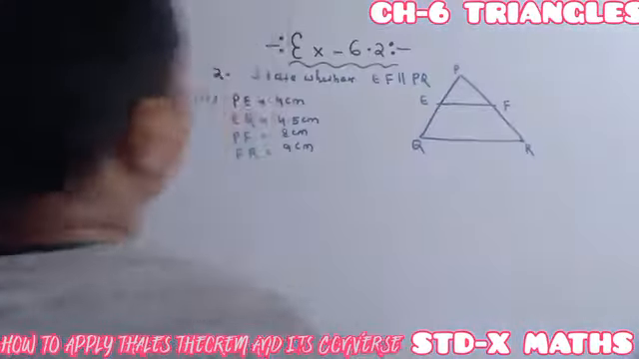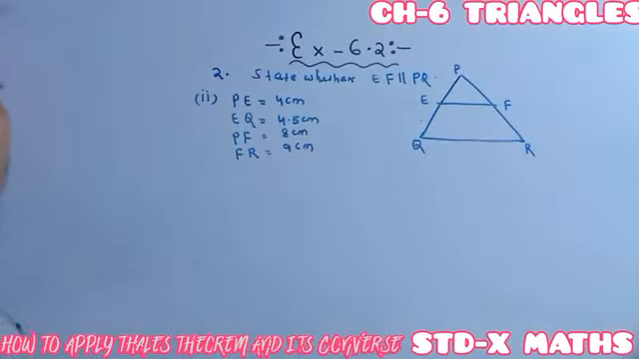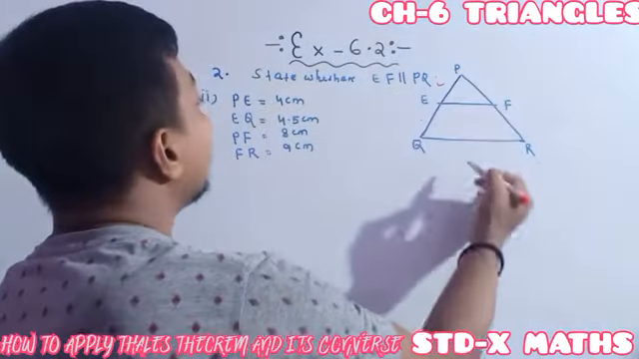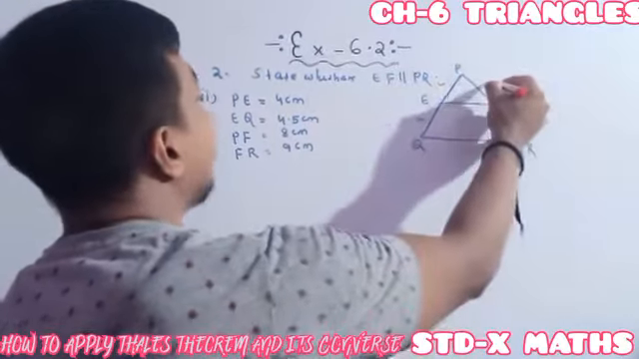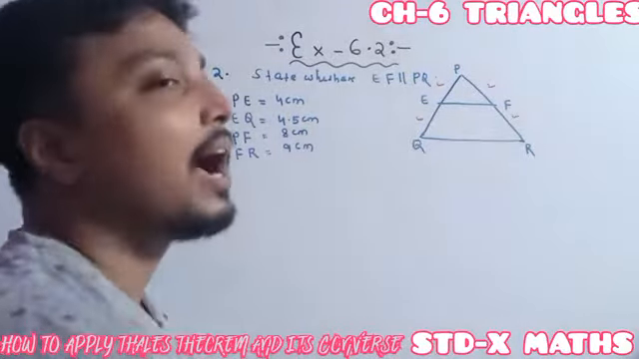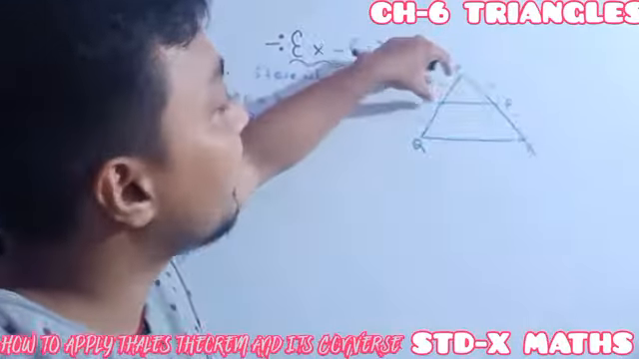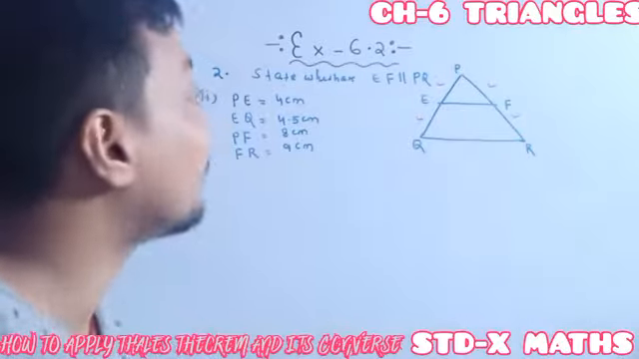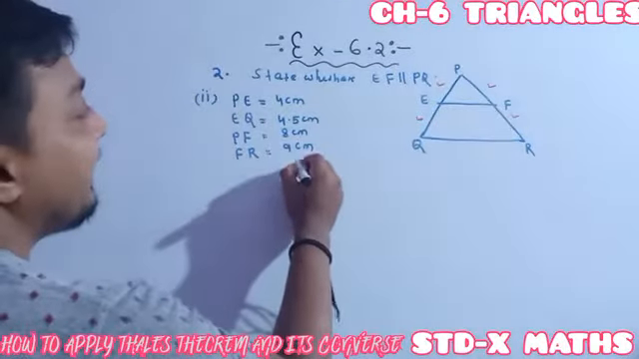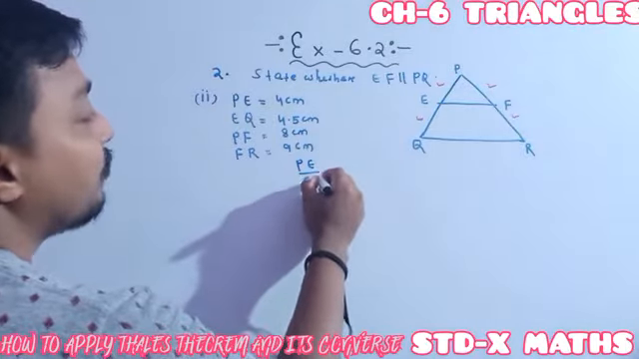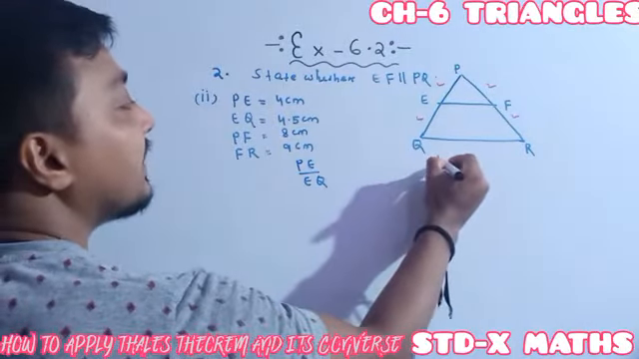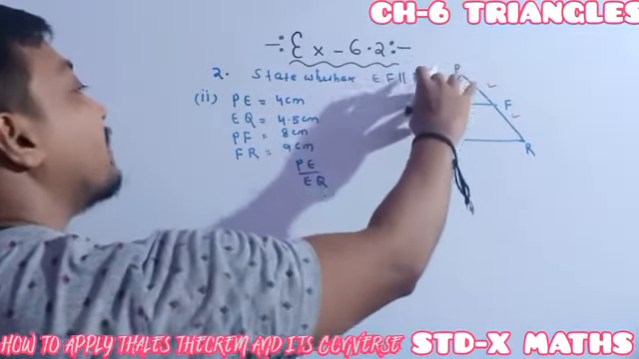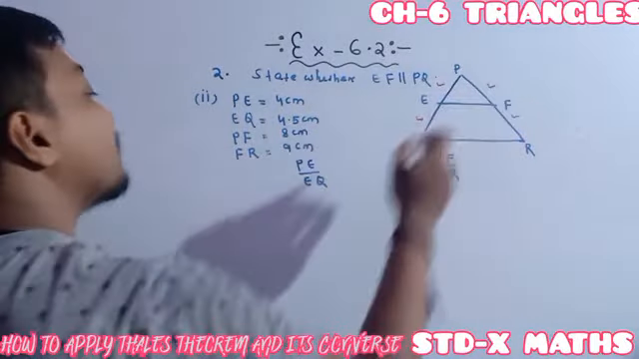In the next question, just like the previous one, PE is given, EQ is given, PF is given, and FR is given. As the little parts are given, we need to check first PE divided by EQ, how much it is, and then PF divided by FR, how much it is. It means this part divided by this part, and this part divided by this part.